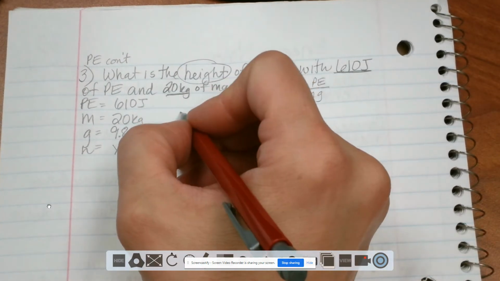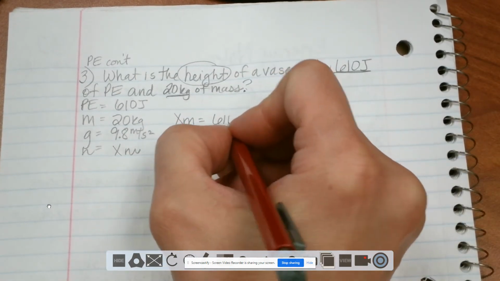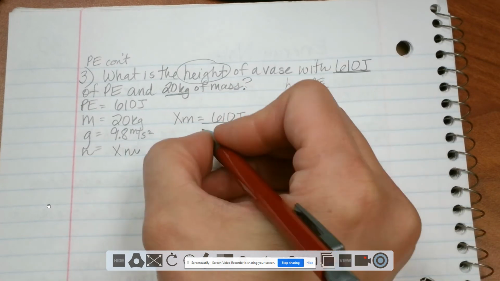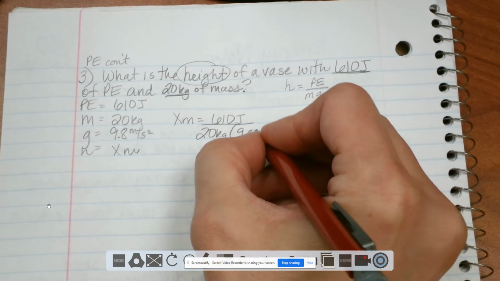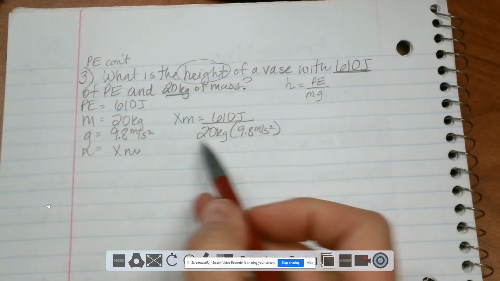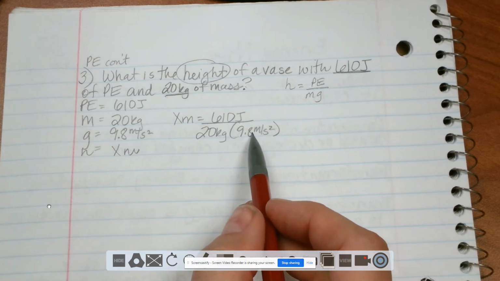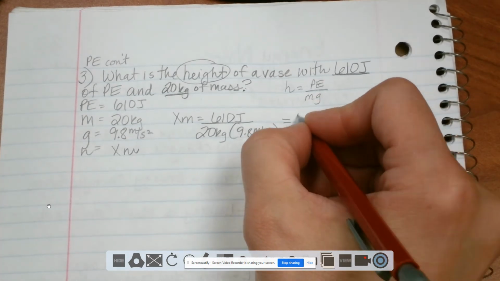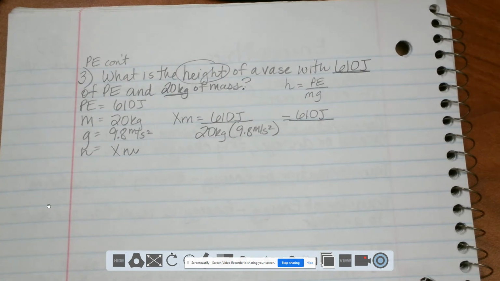So height is going to be x meters equals, my potential energy is going to go on top, 610 joules. I'm going to divide that by my mass times my gravity. So 20 kilograms is my mass. My gravity is 9.8 meters per second squared. Okay, so let's talk about what to do next. We want to multiply everything on top and bottom, but there's nothing to do on top, only on the bottom. So I'm going to say equals, and I'm just going to put 610 joules, move it over since that's staying. And I'm going to divide that by my 20 times 9.8, but I have to do that math first.